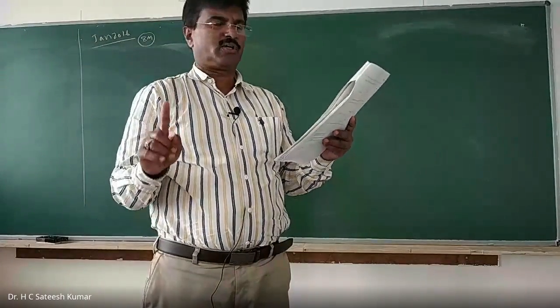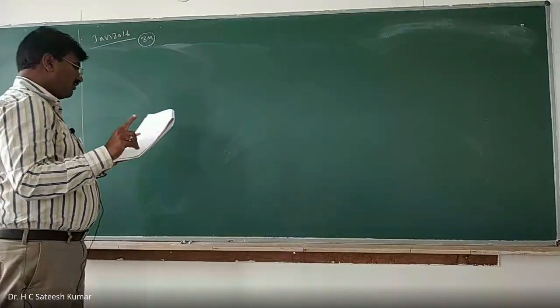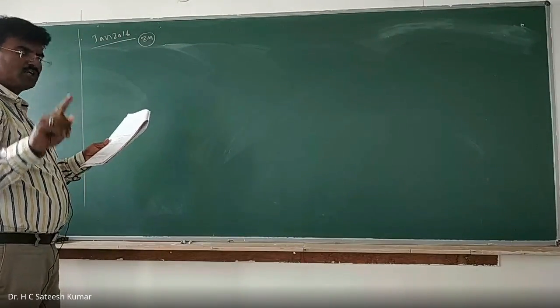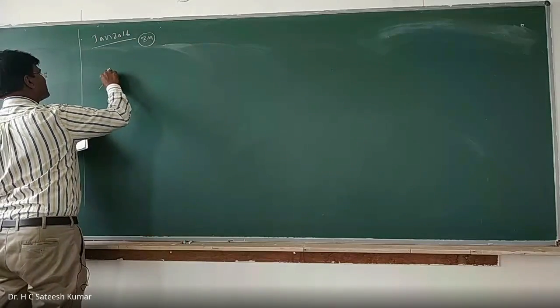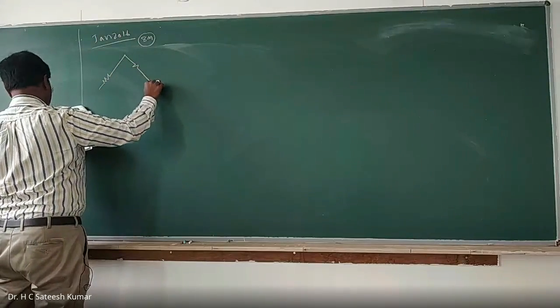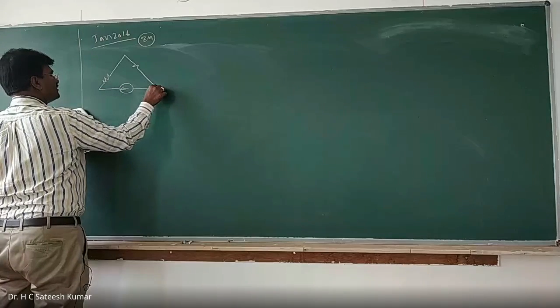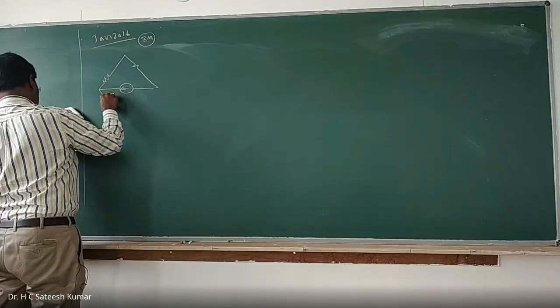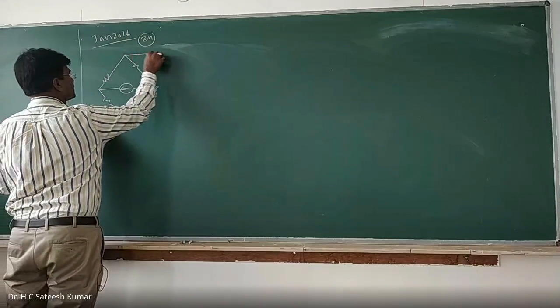That means we'll have to find out the RL for maximum power transfer, as well as the power. Both we should do. The circuit given is like this, a resistance here. It is a bridge network, so no need to worry about it. We have to find out the Thevenin's equivalent for this.